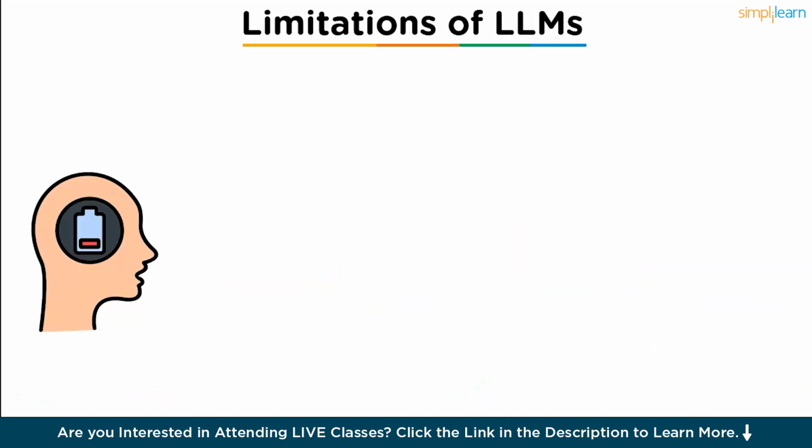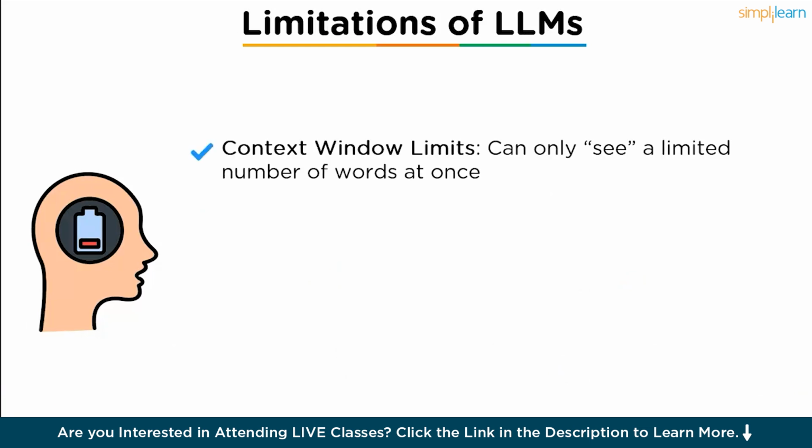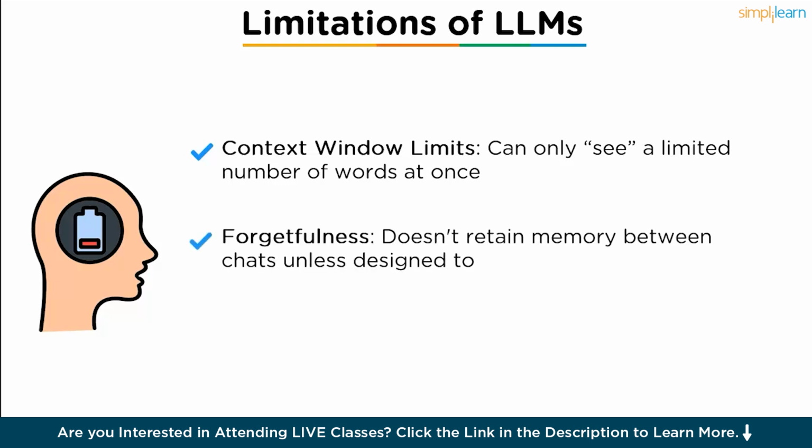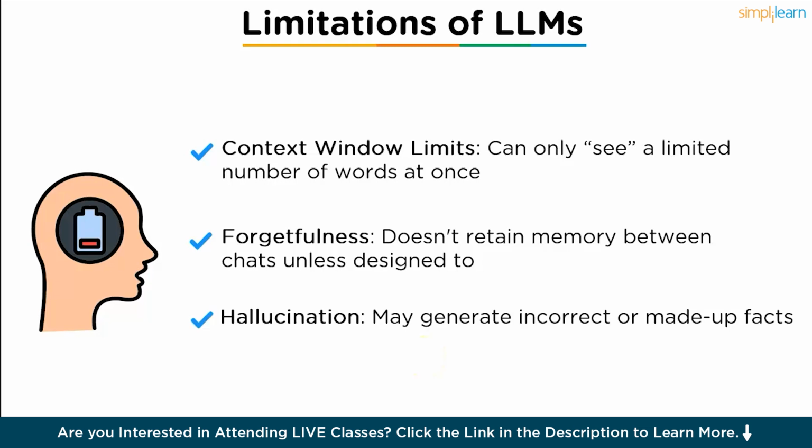While LLMs are extraordinary, they have limitations. Their context window restricts how much they can remember at once, and they do not retain memory unless explicitly designed to. They can even hallucinate by producing false information. Additionally, biases from training data can surface in their outputs.